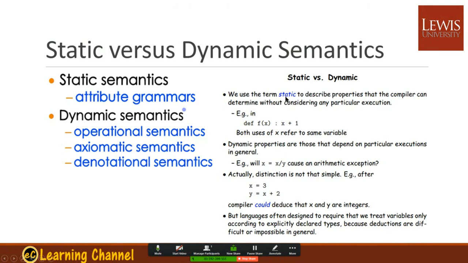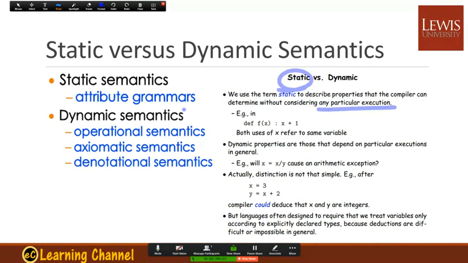semantics. We use the term static to describe the property that a compiler can determine without any particular execution. So without running the program, if we can find it by semantic analysis, that actually is the static semantics. So right here we define a function in Python, and both x refer to the same variable.